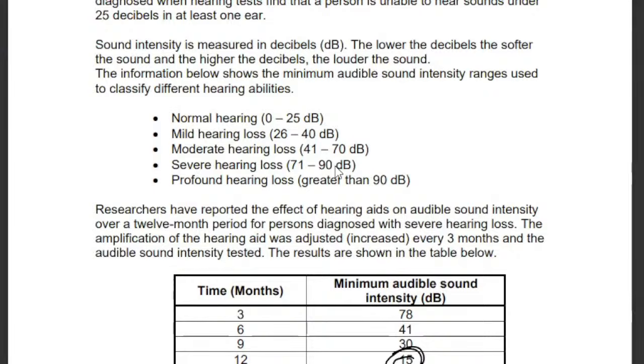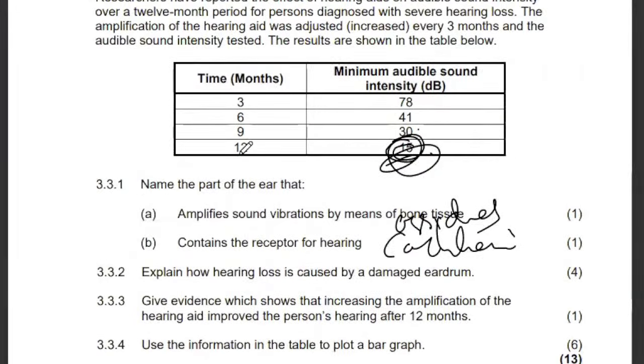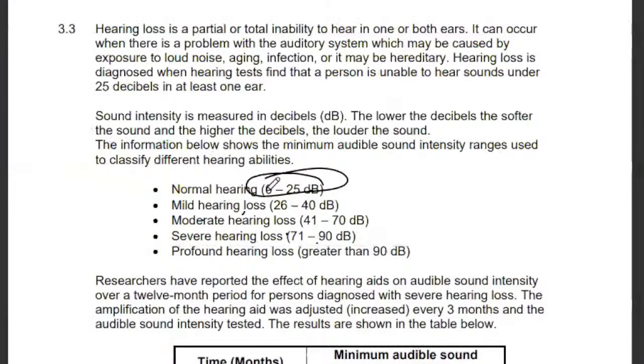Yes. Meaning that here, the person can actually hear in this range. Before, it was falling in severe hearing loss, you see. And then here at 41, moderate hearing loss. And then at 30, mild hearing loss. And then normal is 0 to 25. The person is now normal. So the hearing aids are able to help them, because this is evidence that the person can still hear at 15 decibels, or can hear between 0 to 25 decibels.